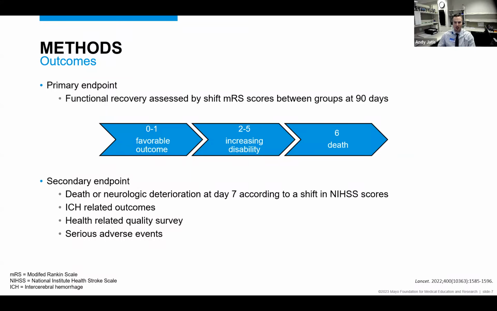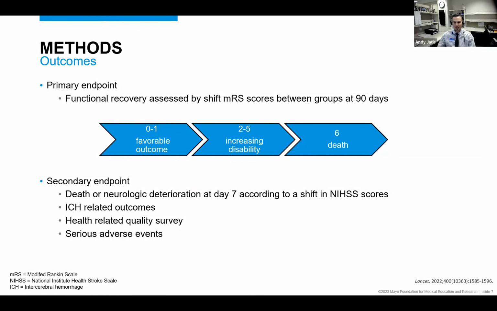And they also used the Heidelberg bleeding classification as part of that. But they did also look at imaging specific criterion and also asymptomatic ICH up to day 90. And then another important aspect that they looked at was a health-related quality survey.